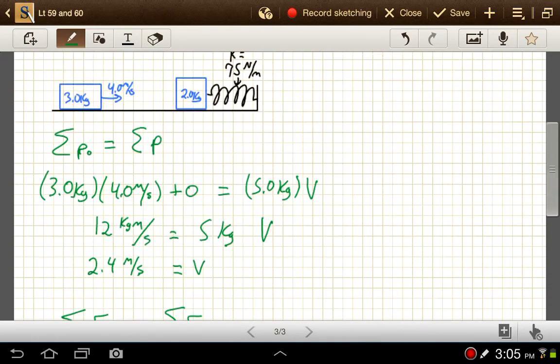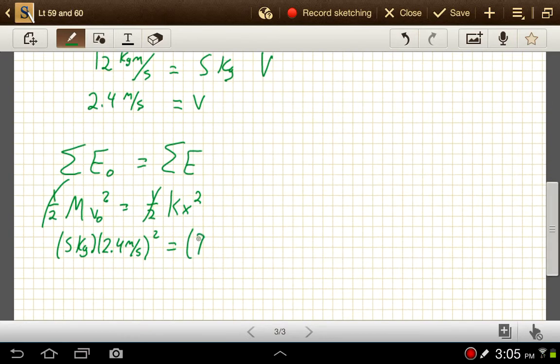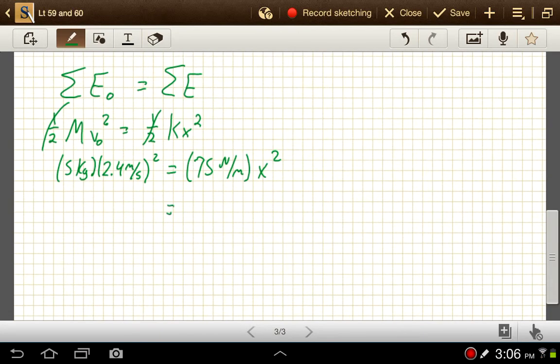was given as 75 newtons per meter, times x squared. We'll divide both sides by 75 and then square root, and so we get, let's see, 5 times 2.4 squared divided by 75 and square root. x is 0.62 meters. That's the farthest that spring is going to compress, so that'll be our amplitude, 0.62 meters.